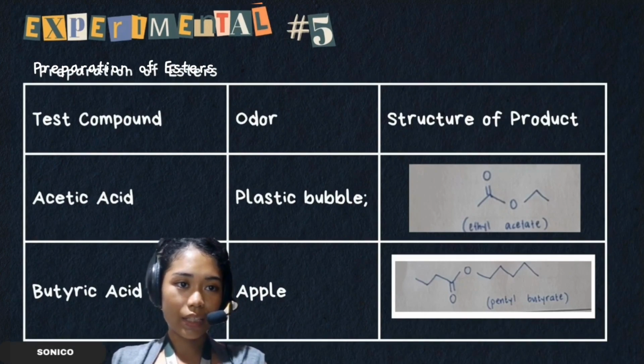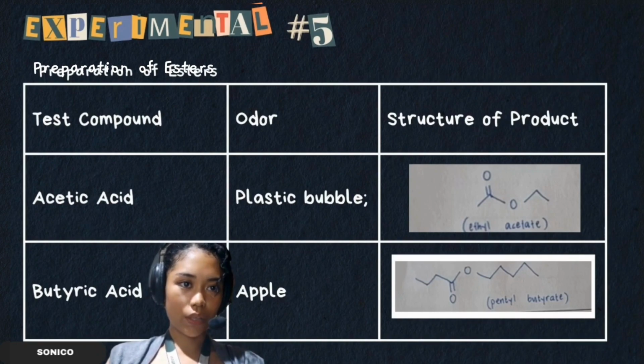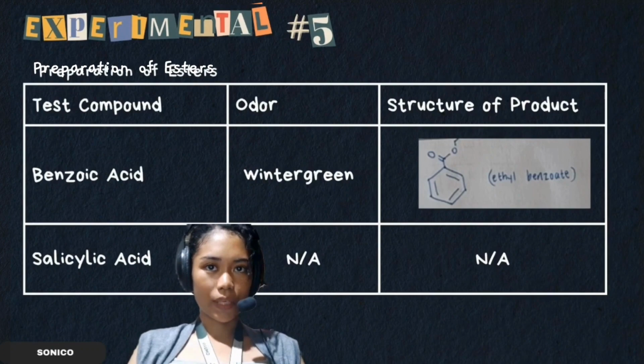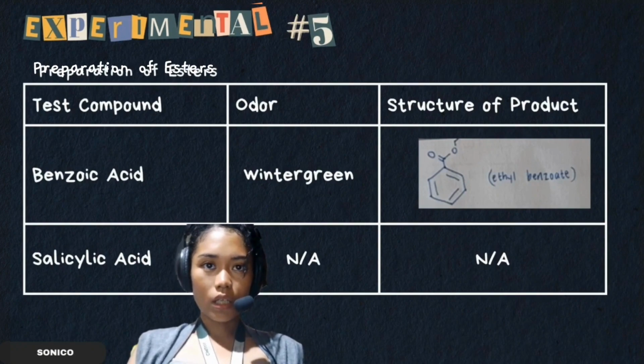We all know that acetic acid reacts with ethanol to form ethyl acetate, and during the experimentation, the resulting odor resembles plastic bubbles. And we have butyric acid plus pentanol or butanol, which resulted in pentyl butyrate, which then led to the resemblance of the odor of an alcohol. Next one, we have the combination of benzoic acid with propanol or ethanol.